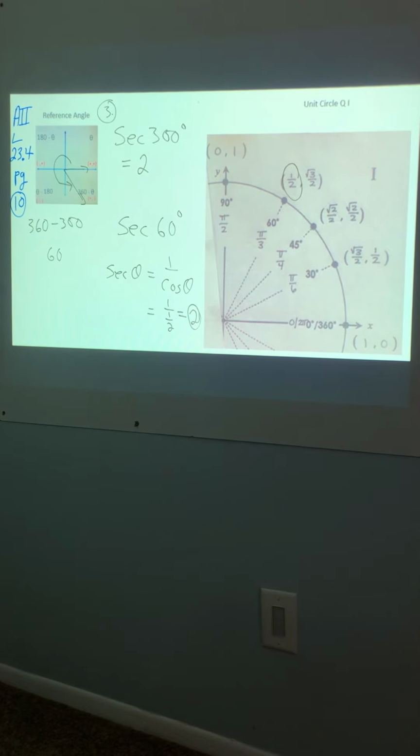Now, do I keep that positive 2? Because remember, I landed in quadrant 4. Do I keep that positive 2, or do I change the sign? Well, guess what? The cosine in quadrant 4 is positive, so you just leave it as 2.